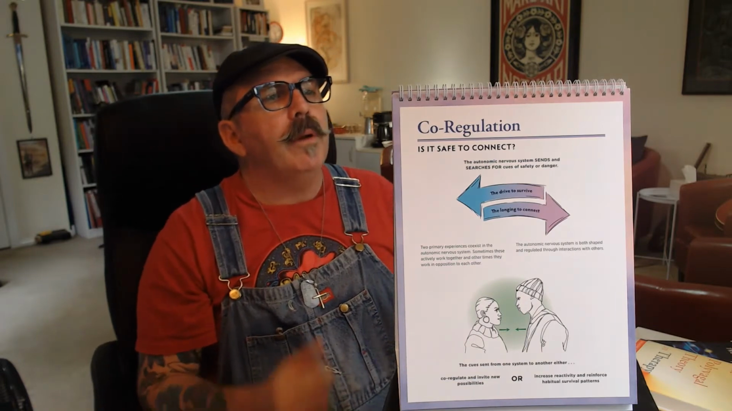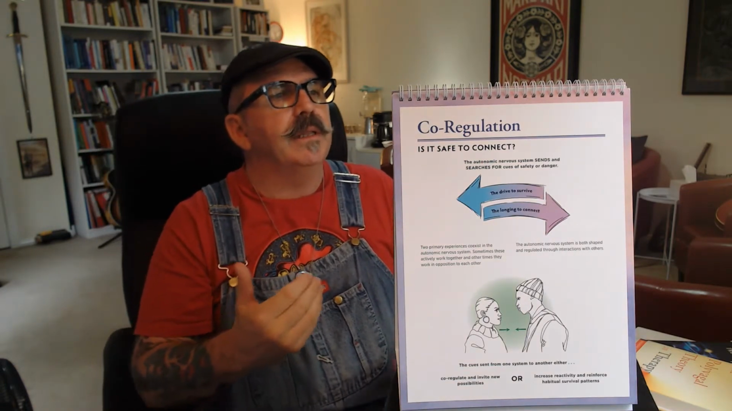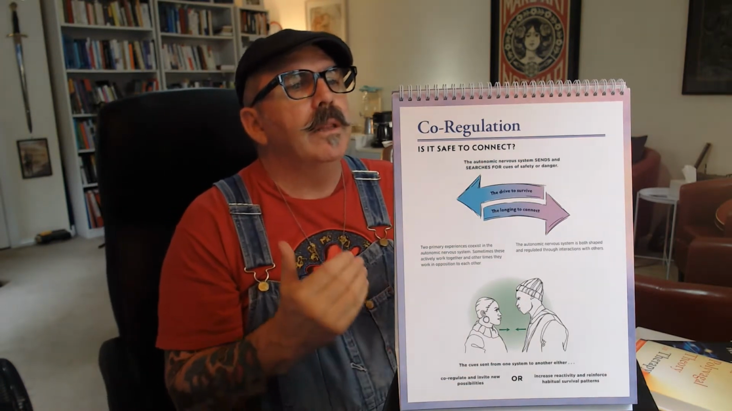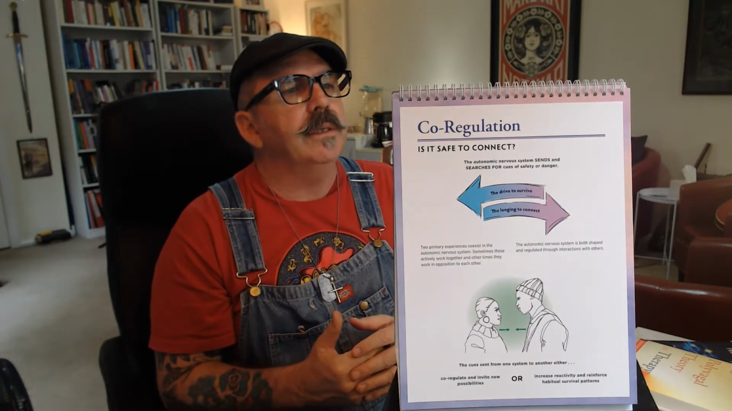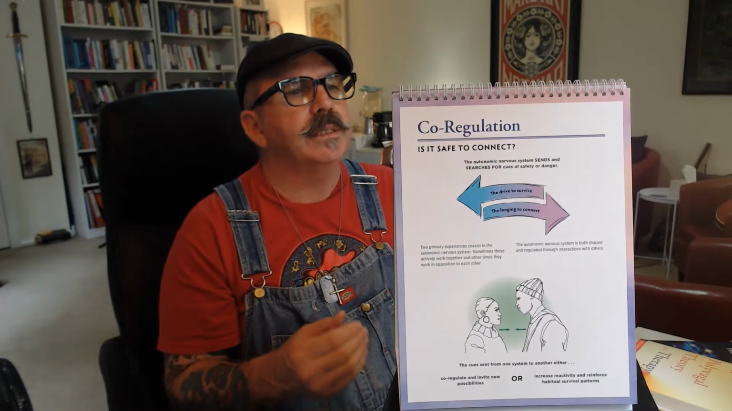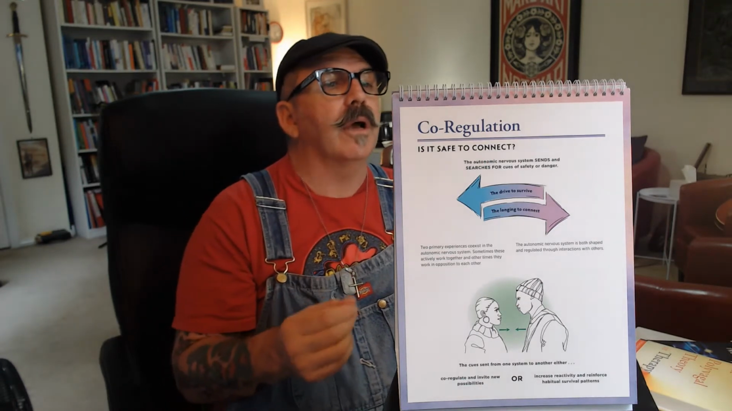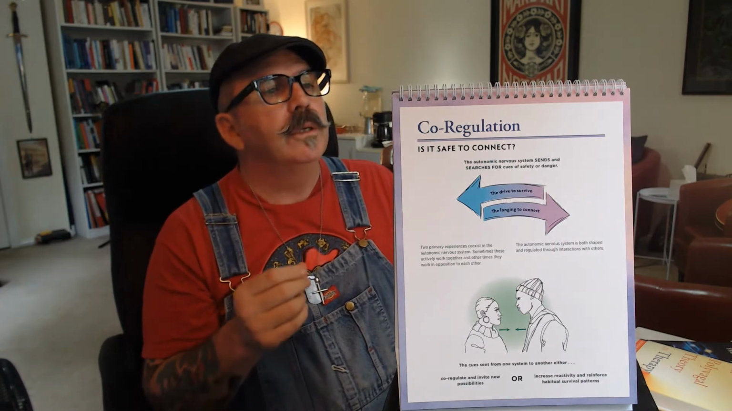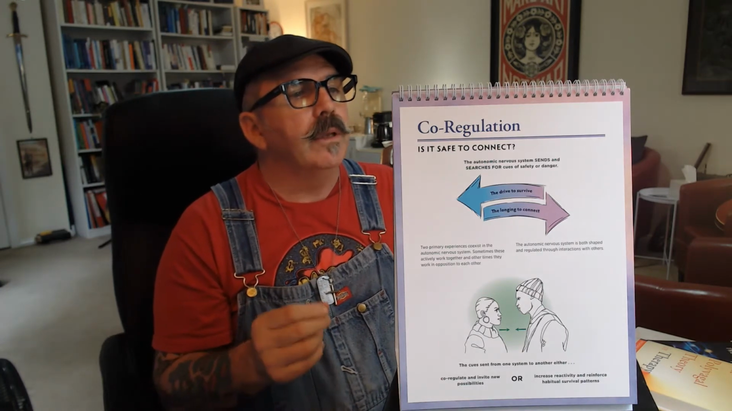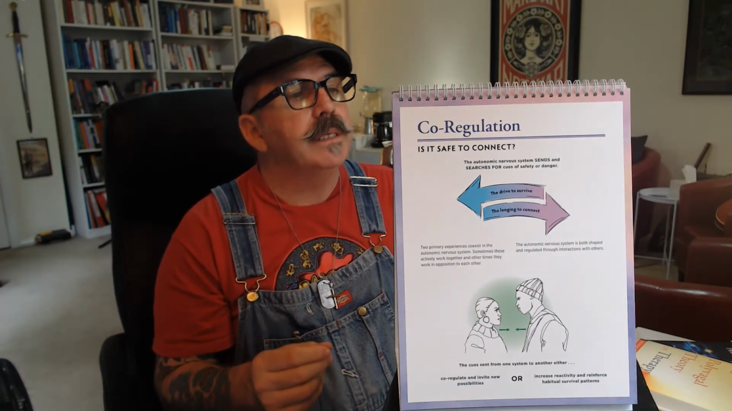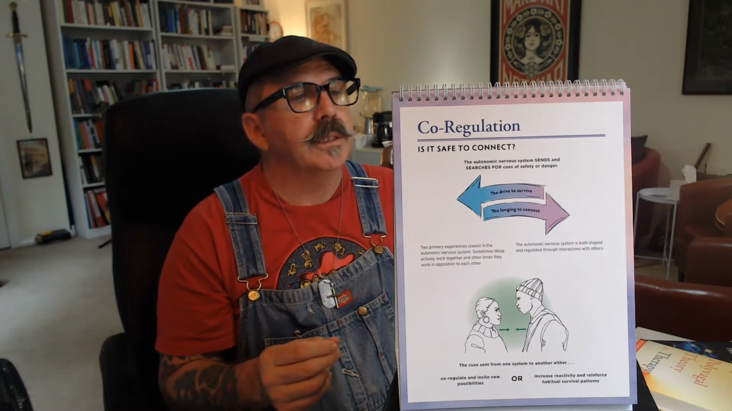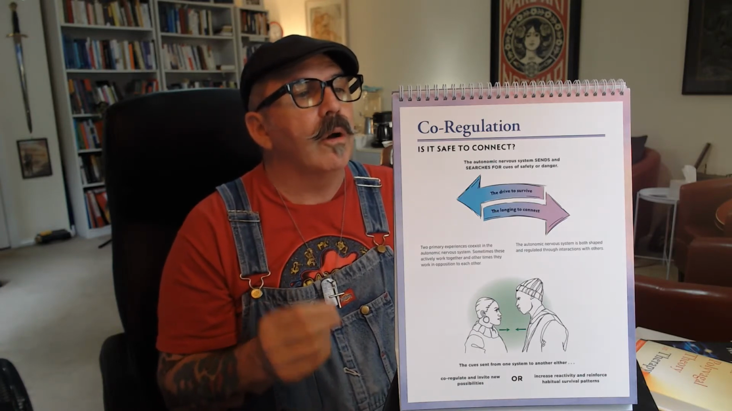Two primary experiences coexist in the autonomic nervous system: the biological need for connection and wired-in survival responses. Sometimes these actively work together and other times they work in opposition to each other. The autonomic nervous system is shaped in early relationships and continues to be shaped by ongoing experience.